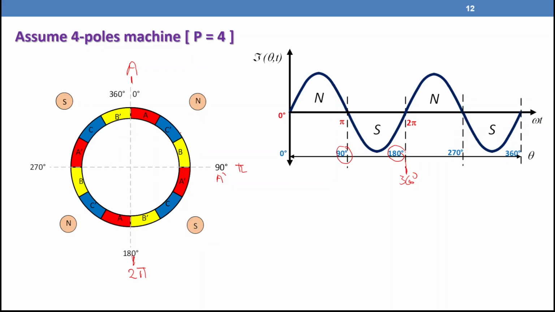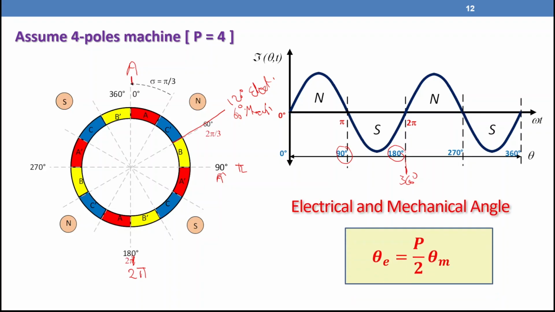And the start of phase B from phase A should be 120 degrees from phase A electrical, which is 60 degree mechanical. So that one 60 degree mechanical, and that one will be 120 degree electrical. So we have a relation between electrical angle and mechanical angle. Can we see this relation? Yes. So look here, theta electric equal P over 2 theta mechanical.